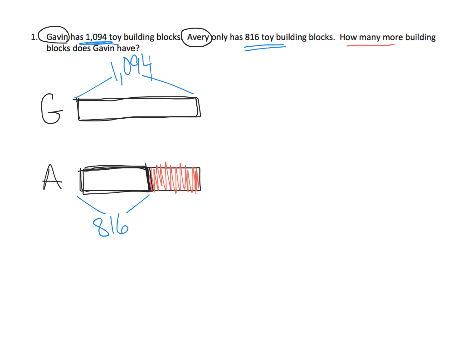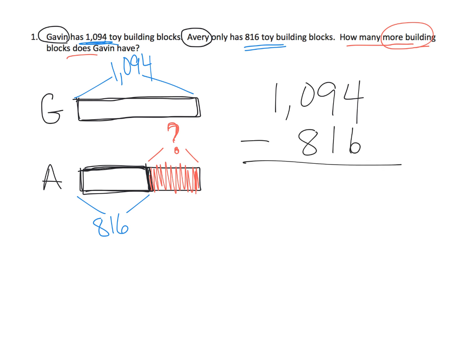Then the question is, how many more building blocks does Gavin have? And that's this part of our tape diagram, right here. So the idea is, what kind of mathematics does this model represent? Well, this whole length is 1,094 because we started off by drawing two tape diagrams that were identical. But then we had to make this shorter to result in 816. So the kind of mathematics that this model is telling us we need to do is 1,094 subtract 816. I'm not going to do the math because the important part is how to draw that tape diagram, and this is just one example.